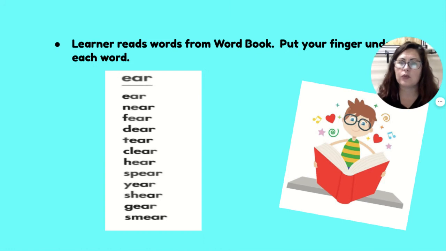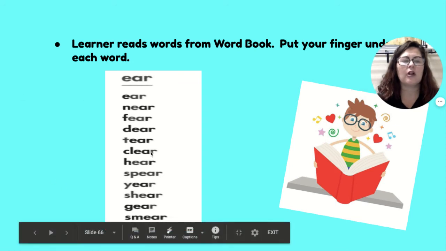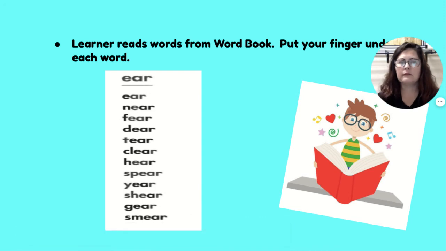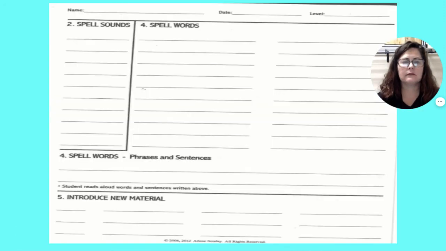Now we're going to practice reading words that have EAR, ear, in them. So pause the video and read this column of words out loud. Okay, now we're going to practice spelling words that have EAR, ear, in them. So just like in touch spelling, I'm going to model this for you, at least the first couple.